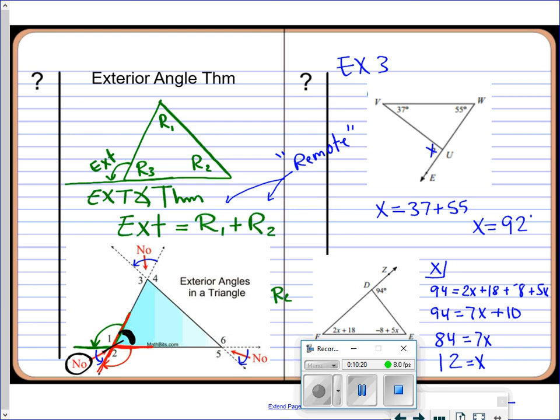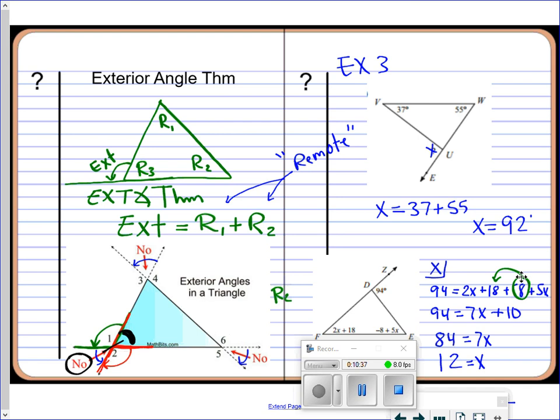All right, welcome back. I got x equals 12, and I hope you did too. Take a look at my math if you didn't and see what happened. I suspect if you made a mistake, it was probably right here with this -8. When I combined it with that, I get 10. 18 plus a -8 gives me a 10.